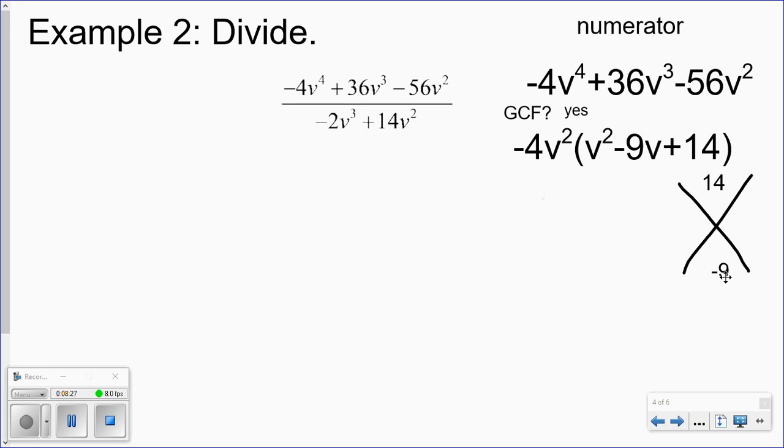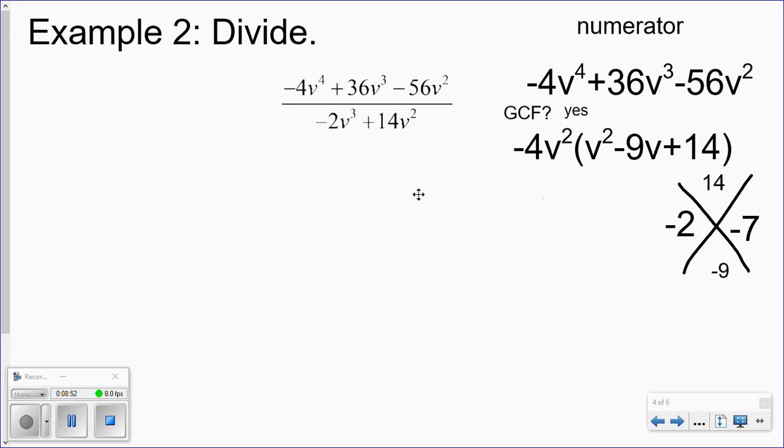So -14 and -1 do not add to -9. 14 and 1 do not add to -9. 2 and 7 do not add to -9. -2 and -7 do in fact add to -9. So those are what I'm going to fill in. Those are the numbers I'm going to replace the -9v with.